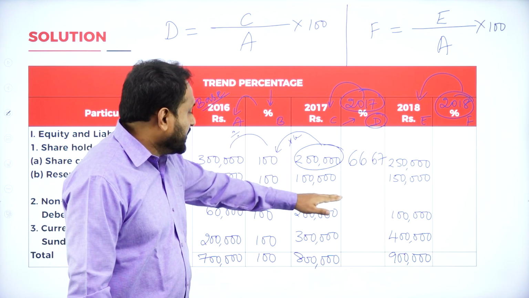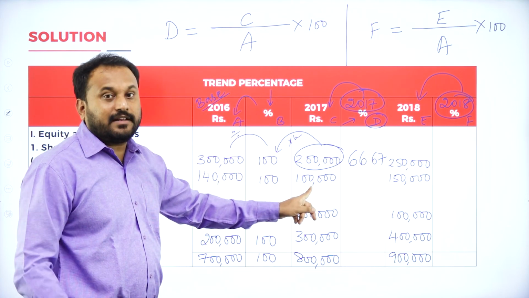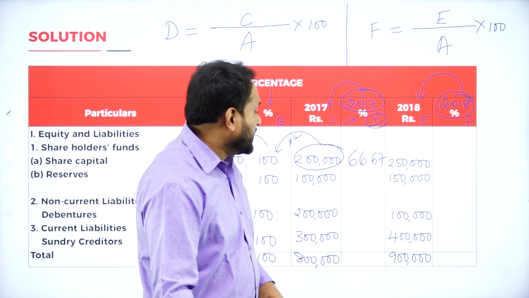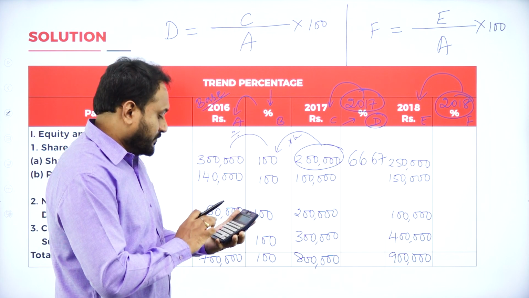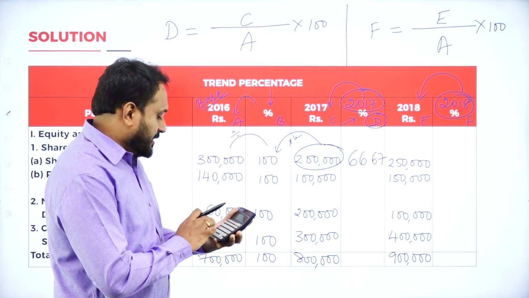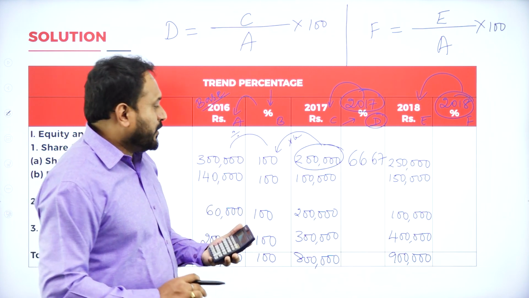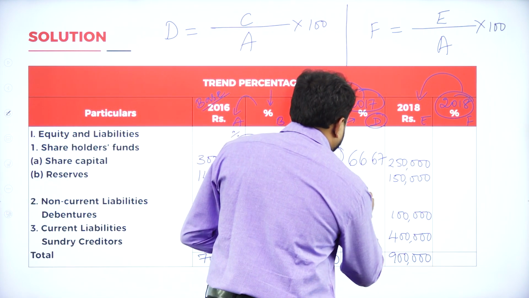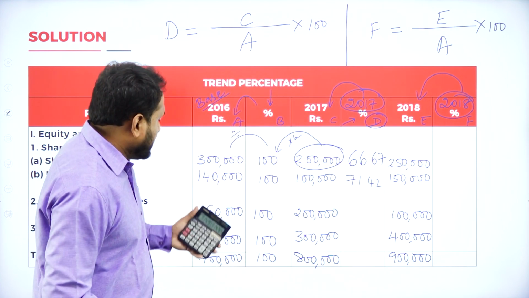Next we will go with this here. Now 1,40,000 is there. For 1,40,000 it is 100%. So for 1,00,000 it is less than 100%. So let's go with this. We have 1,00,000 into 100 divided by 1,40,000. It is 71.42. So we'll write here 71.42. Done.